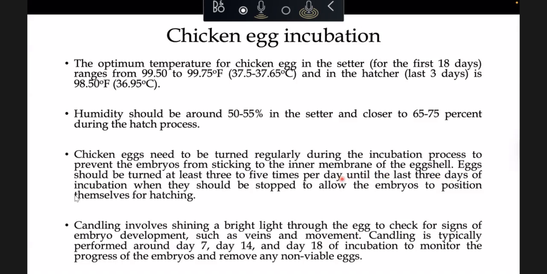So only during the setting period, for the first 18 days, the eggs should be turned. But when they go to the hatcher there is no more turning, because the turning should be stopped to allow the embryos to position themselves for hatching.